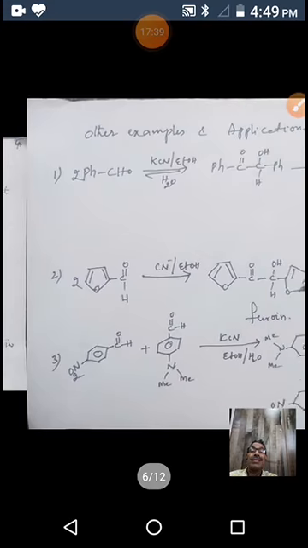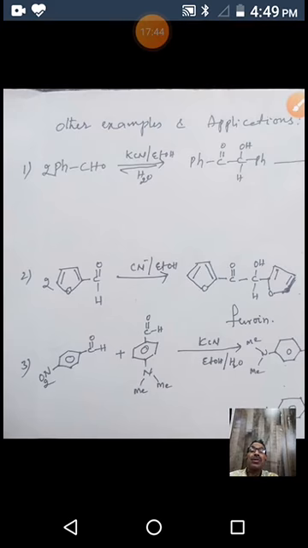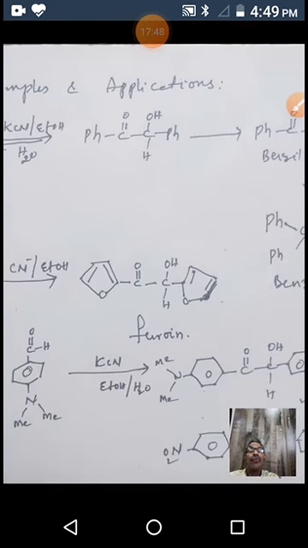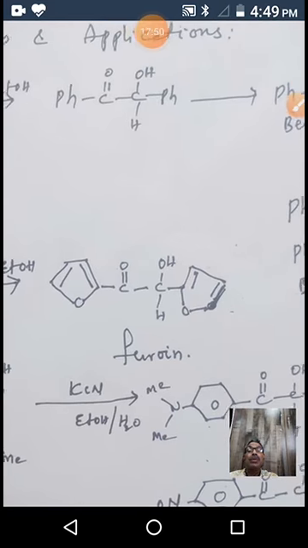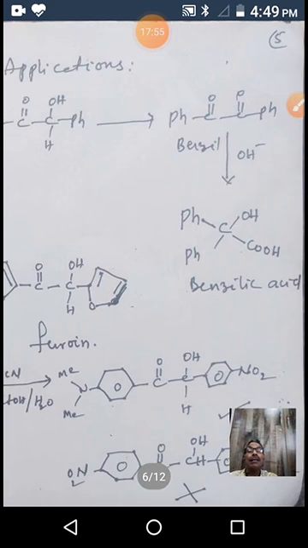Some more examples and applications. If benzaldehyde is treated with potassium cyanide in ethanolic solution, we know that it gives benzoin. This benzoin on oxidation gives benzil, and benzil on reaction with base gives benzilic acid. These are the different synthetic importance of this reaction. These compounds are used in different synthetic reactions.